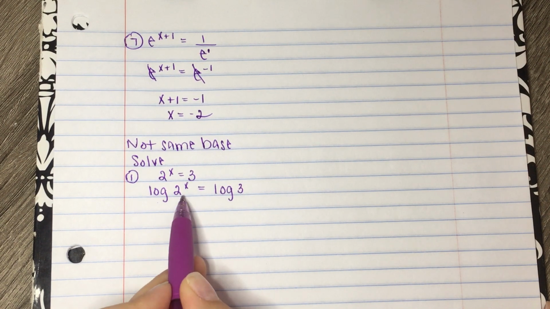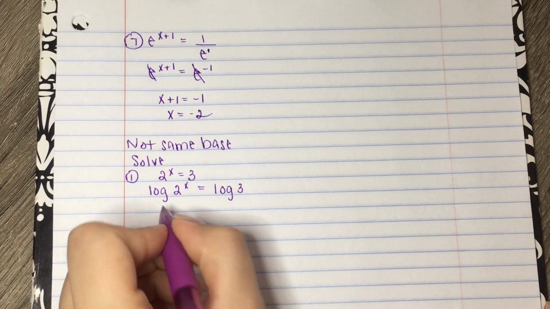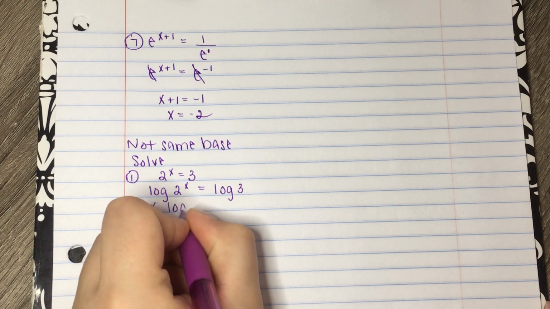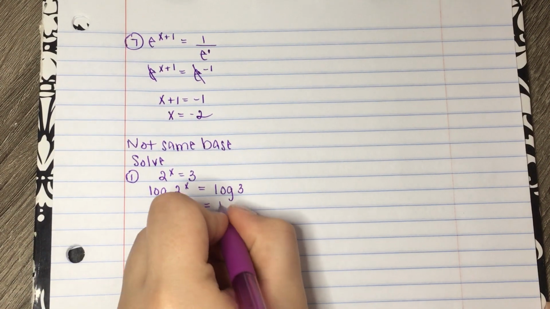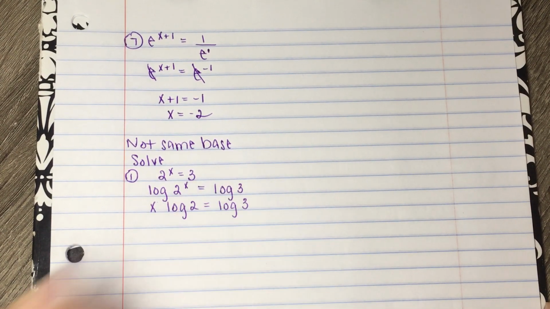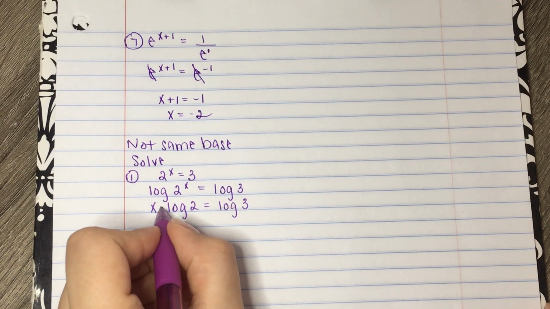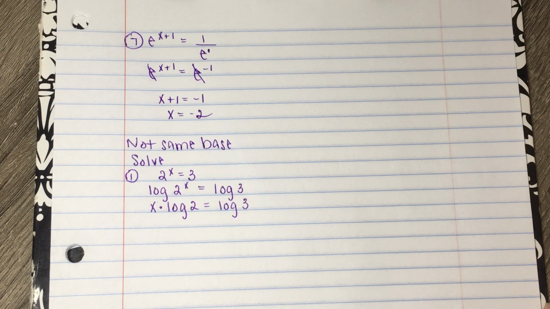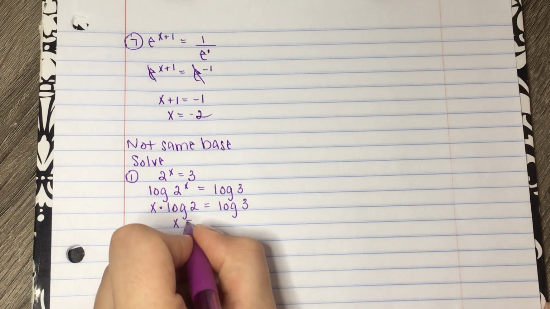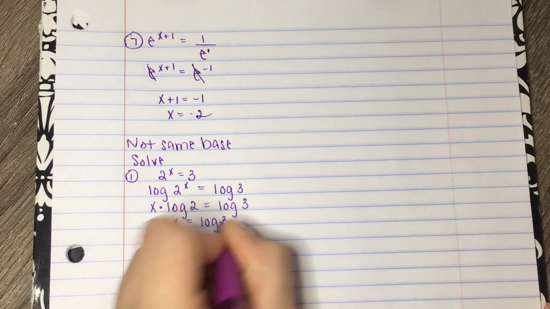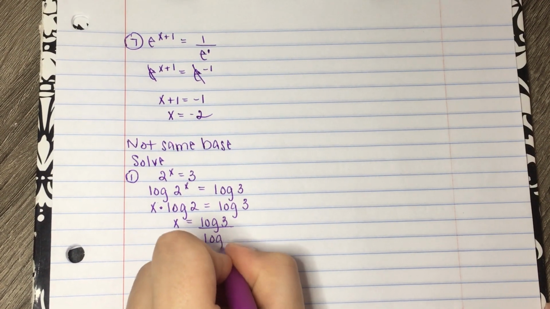Now I see this, and I can use my power property and bring that power to the front. And now this is super helpful because now x is out of the exponent place. I do need to still solve for x. This is joined with multiplication for that power property, so I'm going to undo that with division. And here we are, log 3 over log 2.